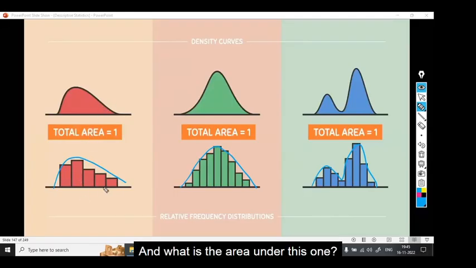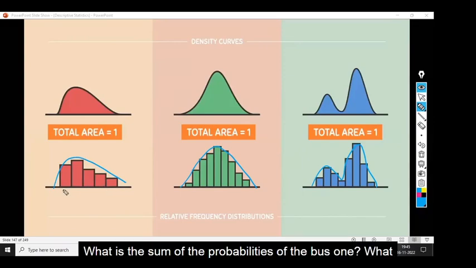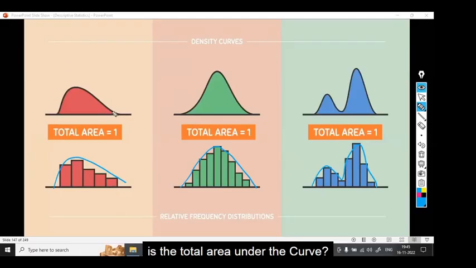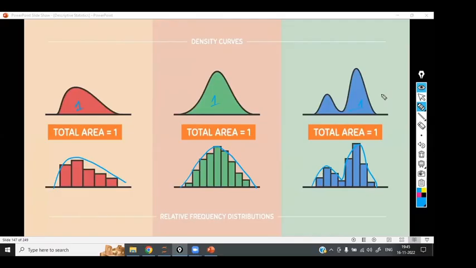And what is the area under this one? What is the sum of the probabilities of the bars? 1. What is the total area under the curve? 1. This area 1, this area 1, this area also 1. Total area should be 1, whatever the type of curve.